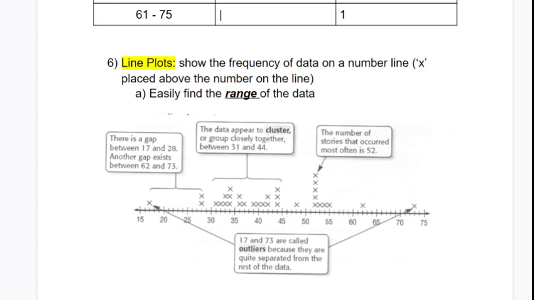There can be gaps between the data on a line plot because there's obviously a range between them. Sometimes they can be clustered, and sometimes they could be stacked, and that tells us that that number is occurring most often.